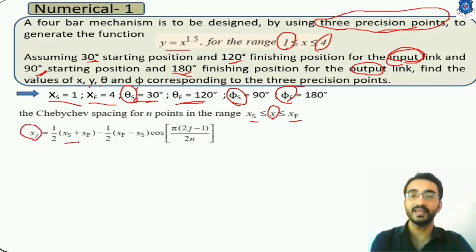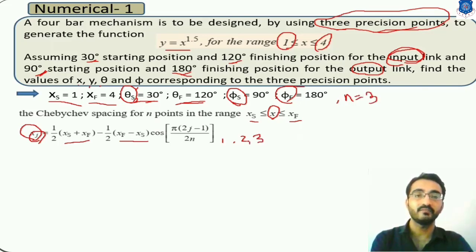is equal to half of (xs plus xf), minus half of (xf minus xs), cos of (pi (2j minus 1) upon 2n). Over here j represents the various points, that is point number 1, 2 and 3. We have to calculate 3 precision points, so in this data n is equal to 3, and we have to consider the values j is equal to 1, 2 and 3 to get various values of x.